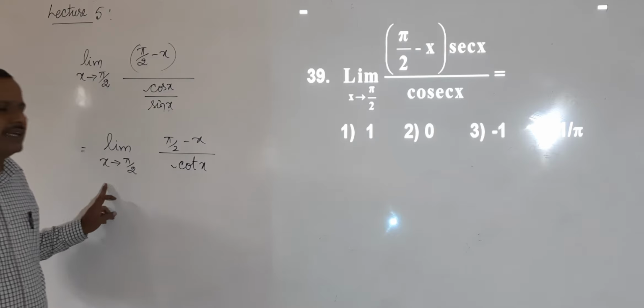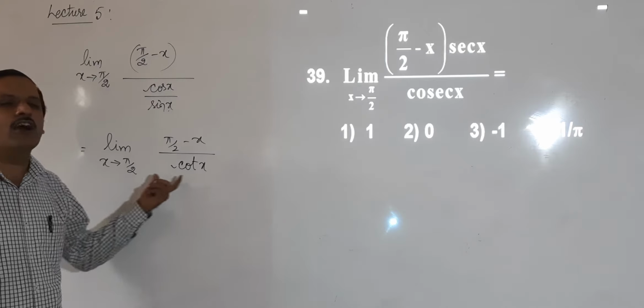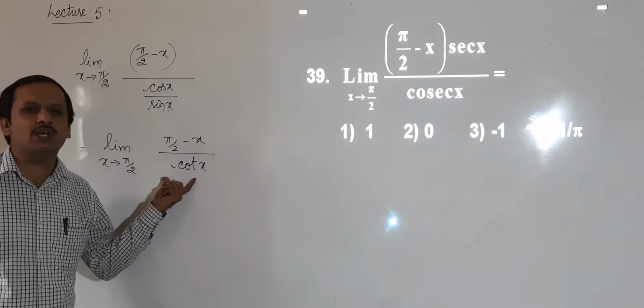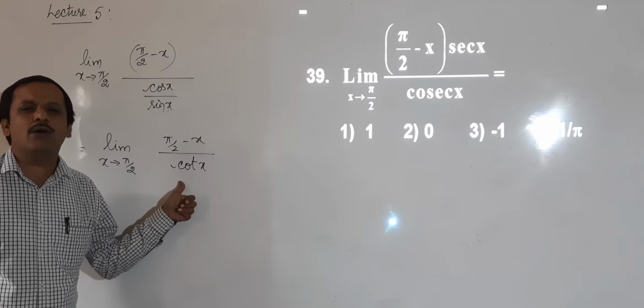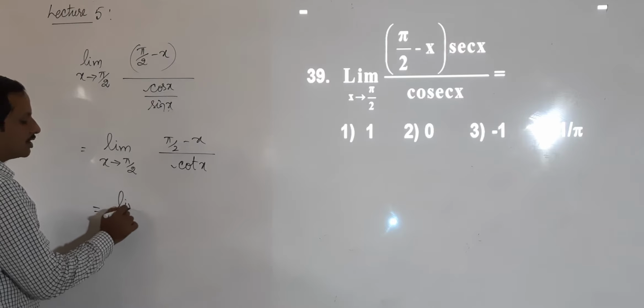Now if I apply the limit, I am getting pi by 2 minus pi by 2, which is 0 in the numerator. The denominator is cot pi by 2, which is also 0. 0 by 0, an indeterminate form. Okay. So now I will use L'Hospital's rule.